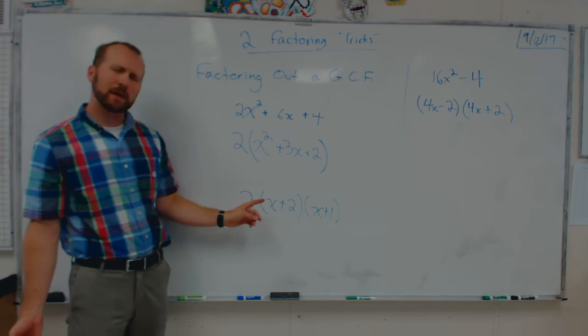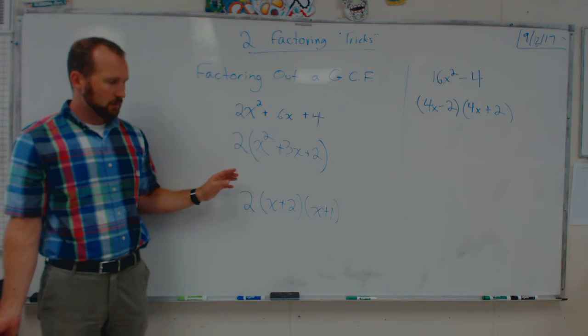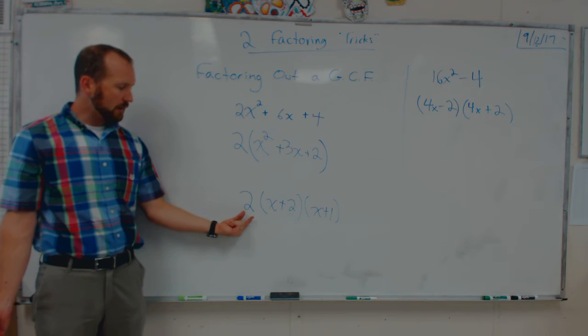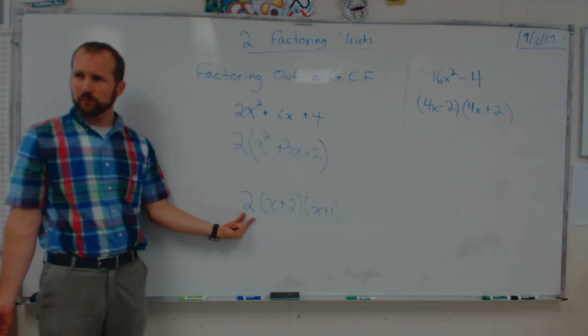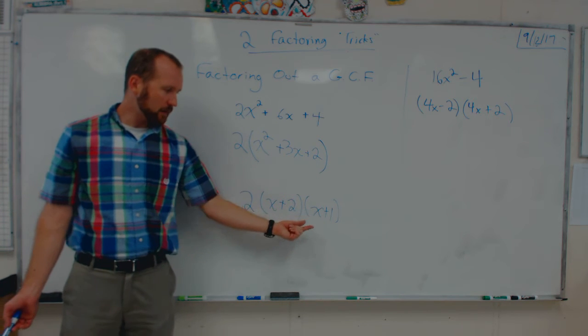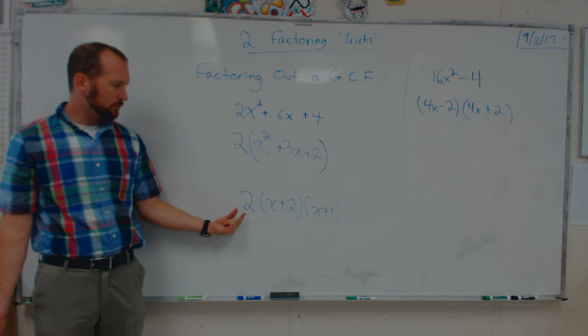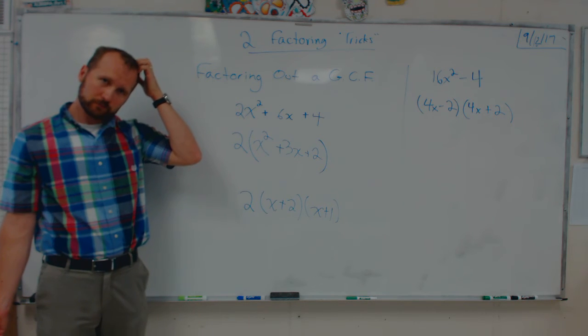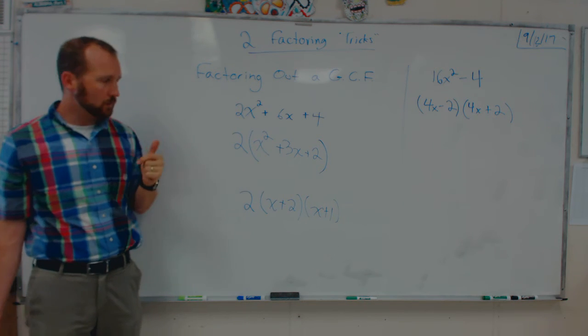And this is actually the best way to do this. This is a fully factored form. One of my factors is 2. So instead of actually having 2 factors, I now technically have 3 factors: 2, x plus 2, and x plus 1. Okay?